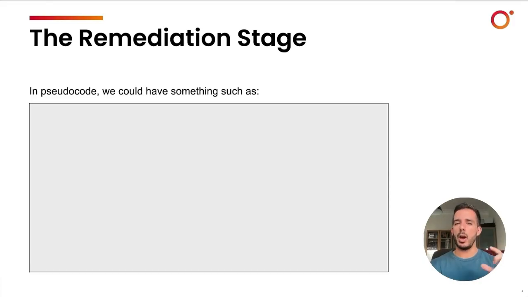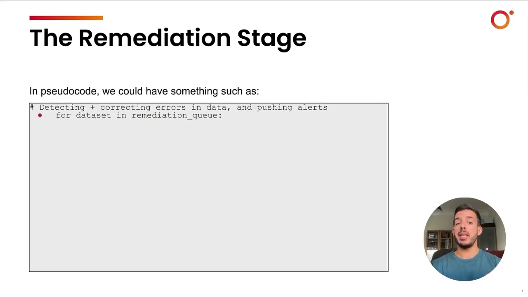So in pseudocode, how would this pipeline look like? Well, we start by detecting and correcting errors in the data and pushing out an alert to the data management team to review it after it's done. So for every dataset that we would have in our remediation queue, we would first obtain a list of the errors and the possible fixes for those errors by profiling the dataset.